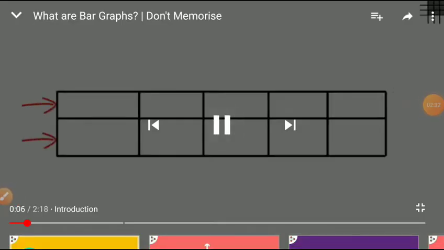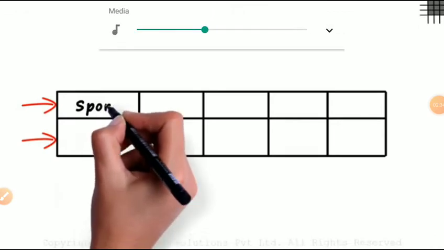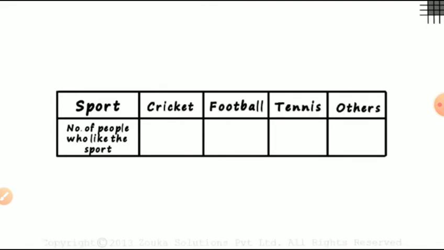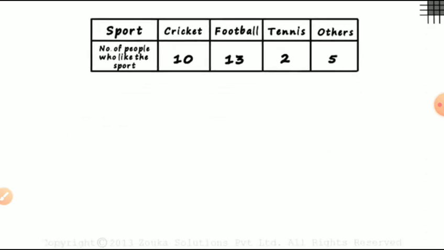We have two rows. In one, we write the sport, and in the other, we write the number of people who like the sport. The four categories are cricket, football, tennis, and others. Others would include all kinds of sports apart from these three. And this is the data we have. 10 like cricket, 13 like football, 2 like tennis, and 5 like sports which are other than these three. Now let's try to represent this data in an aesthetic way.